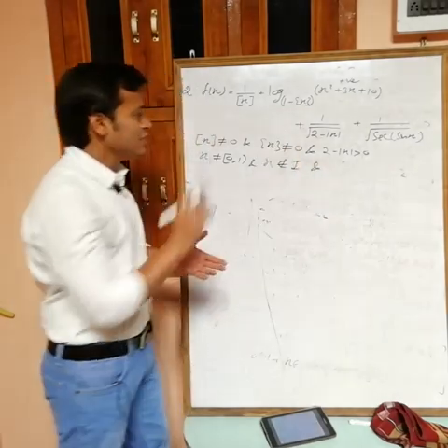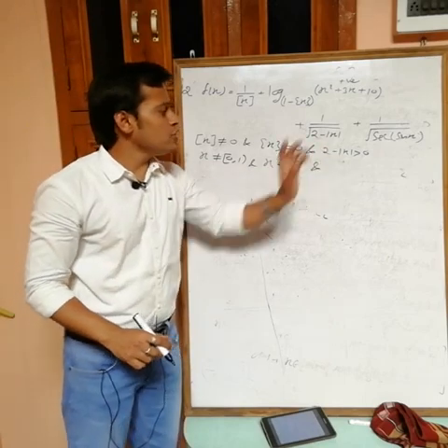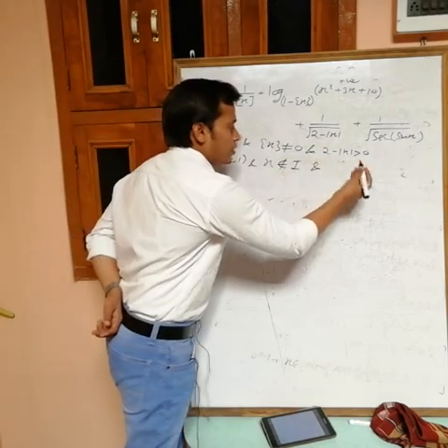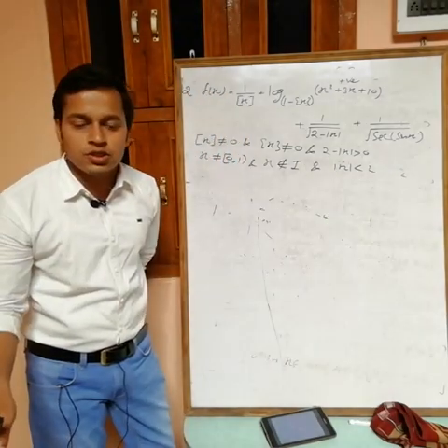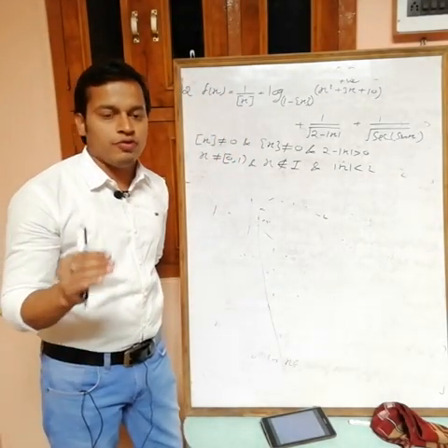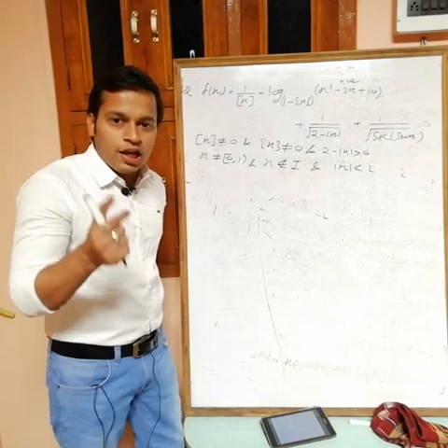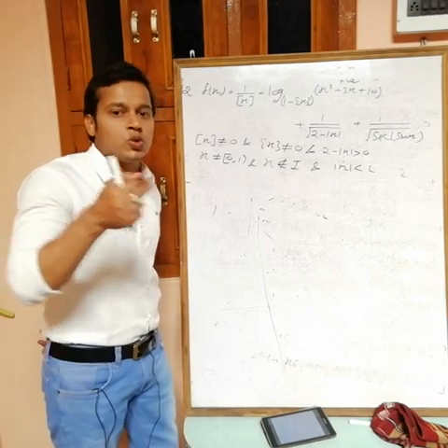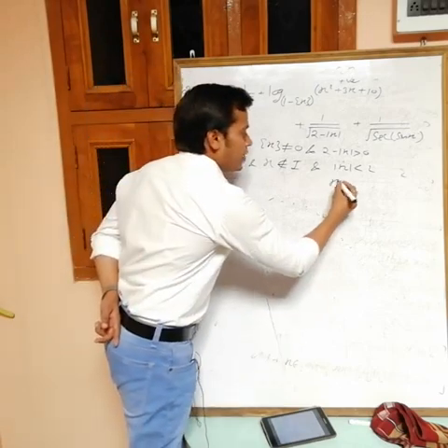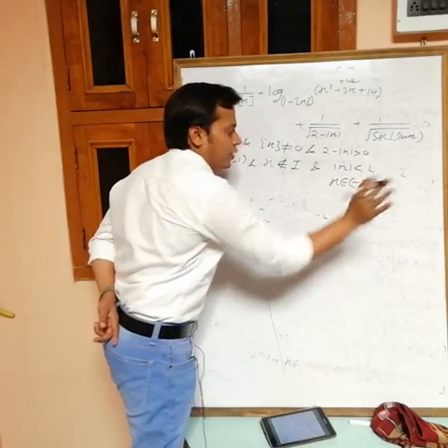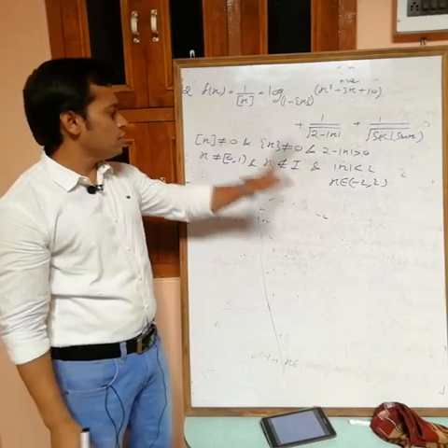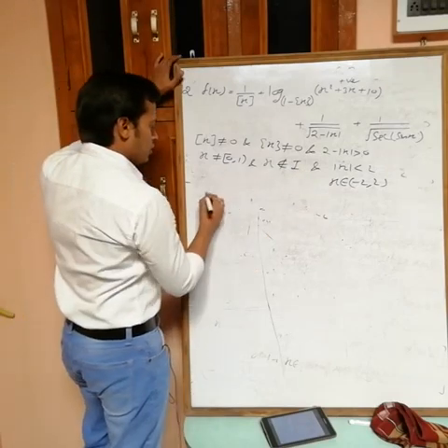And 2 minus mod x is greater than 0, it means mod of x is less than 2. When the mod of x is less than 2, x lies from minus 2 to plus 2. I am writing directly x from minus 2 to plus 2, strictly less than, so an open interval. Now if you take the intersection of all these, then you will get the final answer.